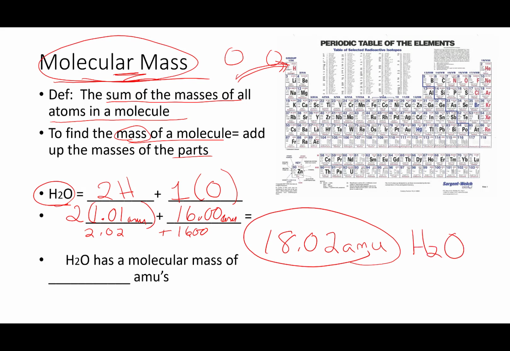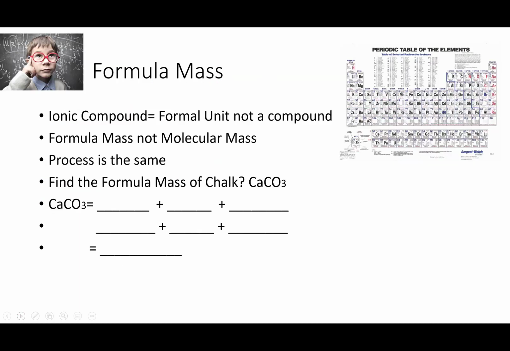Okay, if you have a calculator and a periodic table, that's not too hard. So let's do another one. We're going to find the formula mass for chalk. Now, the chemical formula for chalk is calcium carbonate.